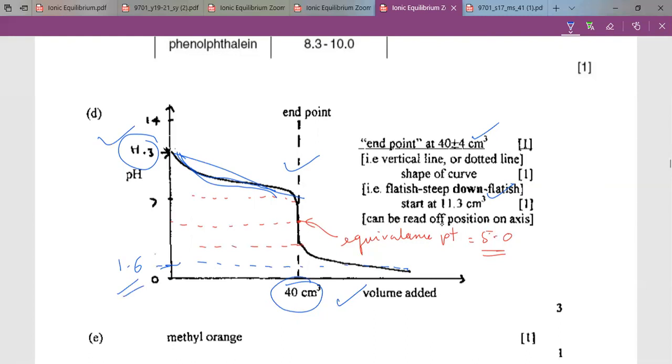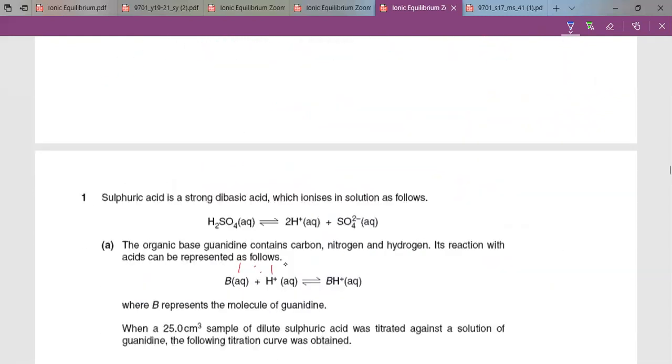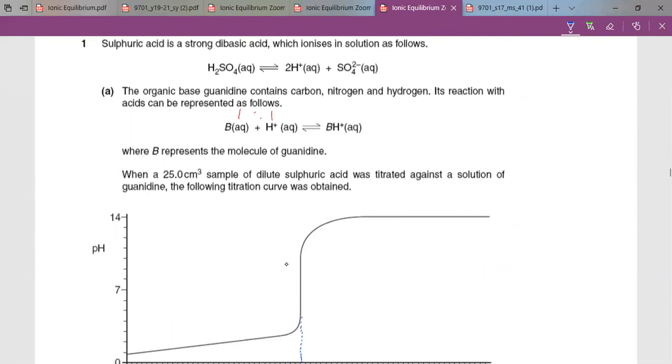Okay, as I said now, of course here, remember the equivalence point is about 5, isn't it? Why 5? Strong acid and weak base. Remember, it's not 7, right? Next one. Now here, sulfuric acid is a strong dibasic acid. So dibasic, they tell you already, right? 2 here. Organic acid guanidine contains carbon, and of course, they say only one. Now, they didn't say H2SO4, so you must be careful here. Not one, it's a H plus here. So this is the graph for this one here, not for H2SO4.